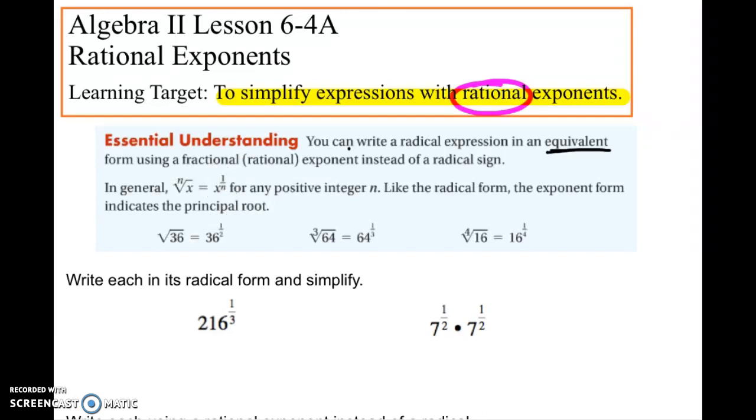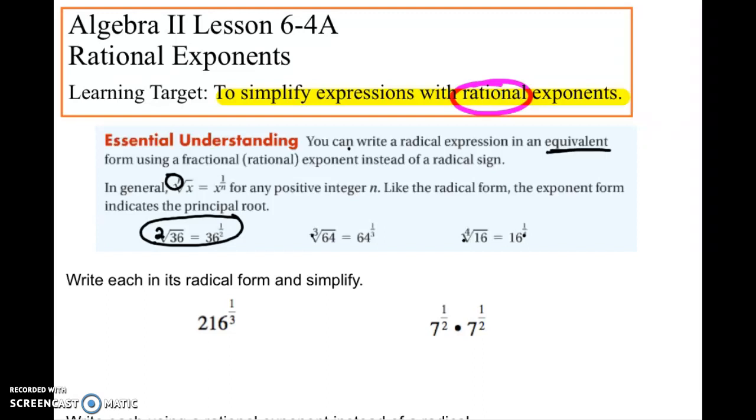So in general, if we're taking the nth root of x, remember n is your index, x is your radicand, that's the same as x to the 1 over n. This works for any positive integer. So if we had the square root of 36, remember there's that 2 in the index, that gives us 36 to the 1/2. These are equivalent because they mean exactly the same thing. Same thing here, a third root means 64 to the 1/3. A fourth root would be 16 to the 1/4.